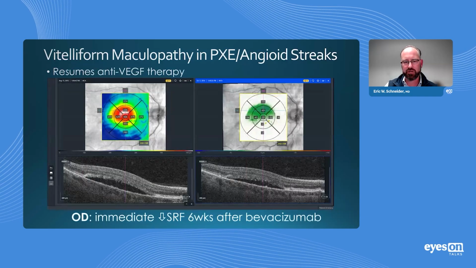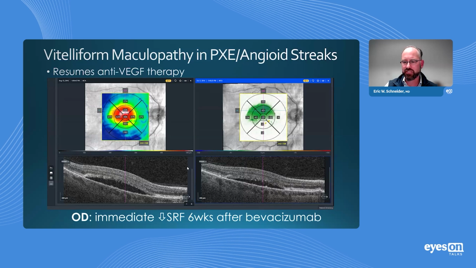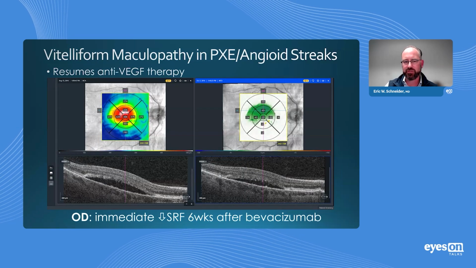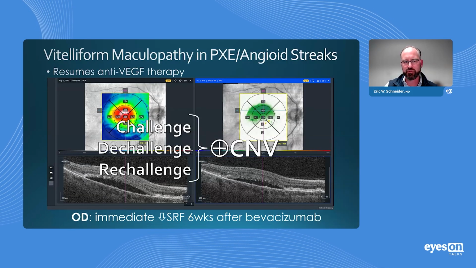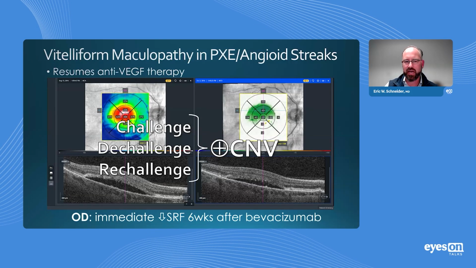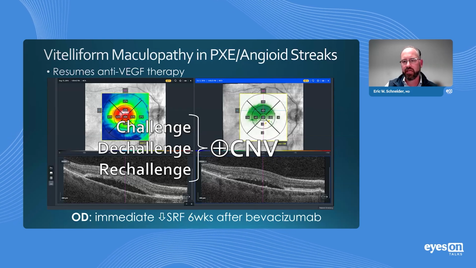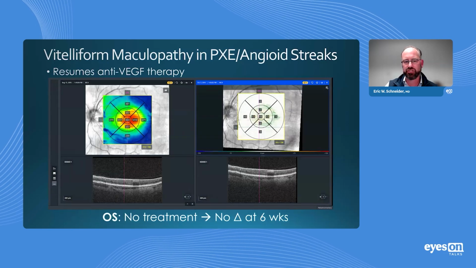Obviously, I elected to restart treatment in that right eye only, and we see after a single bevacizumab injection, this is a 6-week interval, we see again a nice reduction in the extent of exudative subretinal fluid. And by our challenge, de-challenge, re-challenge paradigm, we can, I think, confidently say this patient has a CNV and confirms the OCTA finding. Whereas in the left eye, again, without treatment over 6 weeks, no change.